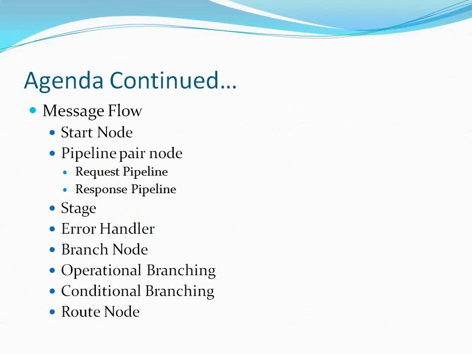A pipeline pair basically consists of two types of pipelines. One is the request pipeline, the other is the response pipeline. Whatever functionality you want to achieve for the request, you need to do in the request pipeline. Whatever you want to do with the response before sending it to the client, you can do with the response pipeline.